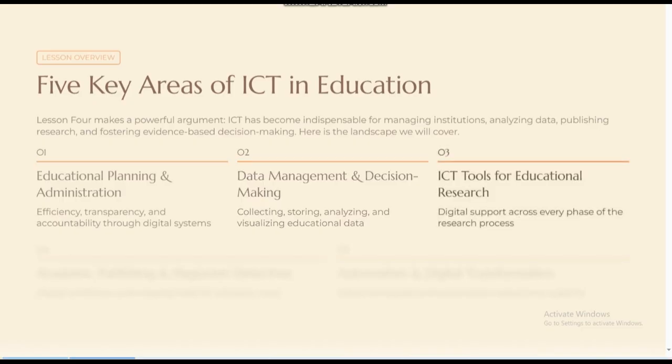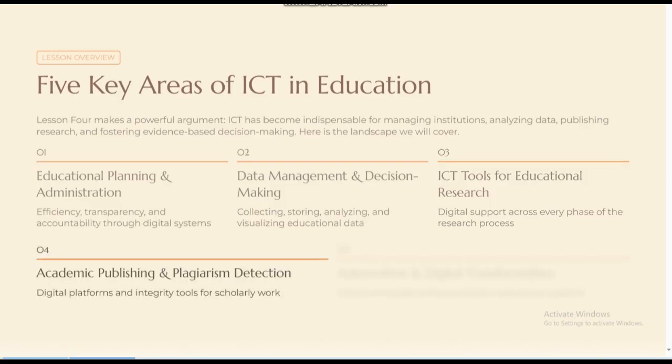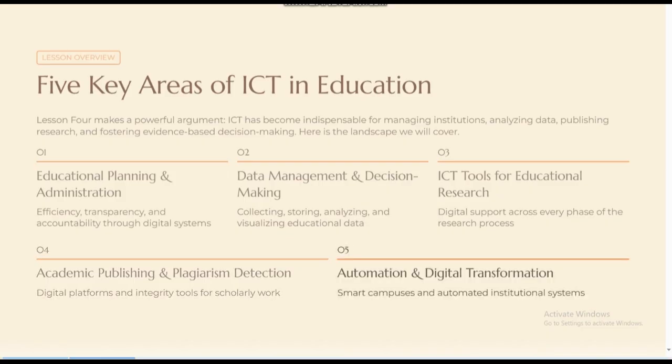We have 3 ICT tools for educational research. We have seen digital support across every phase of the research process, like AI literature review and so on. We'll dive deeper into this. Now we're going to be looking at academic publishing and plagiarism detection, where we'll see how digital platforms and integrity tools are used for scholarly work. And number 5 is automation and digital transformation. We will be looking at the area of smart campuses and automated institutional systems.